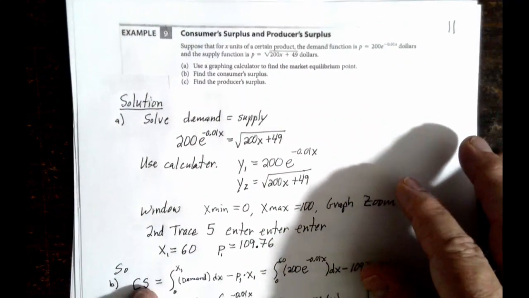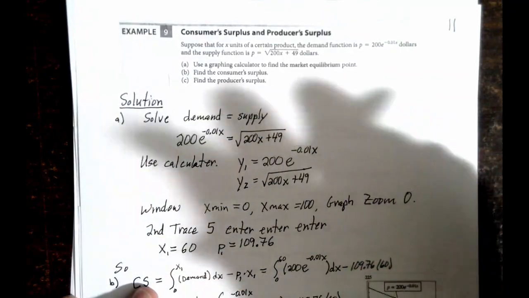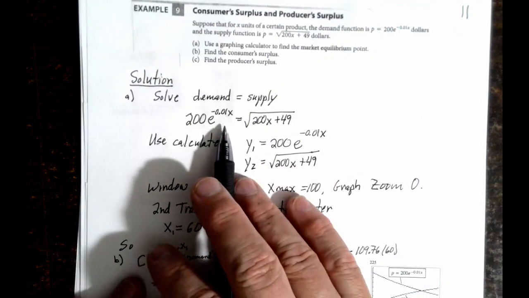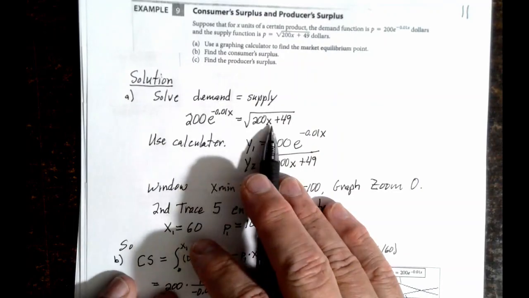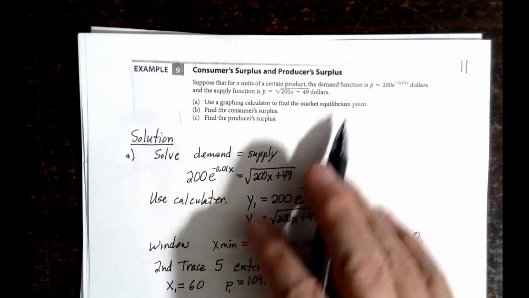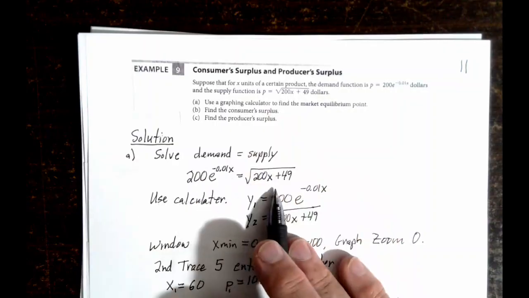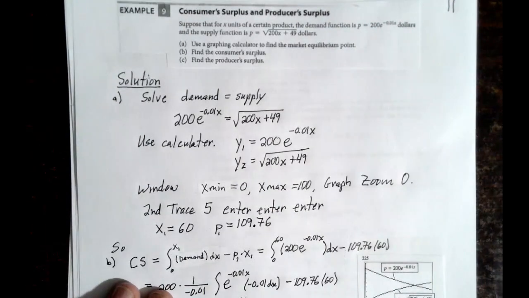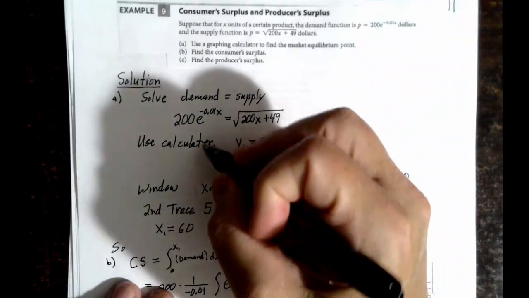Here they ask you to find consumer's surplus and producer's surplus. So we first have to find our equilibrium point by solving demand equals supply, and we take our two functions here, this one and this one, and set them equal to each other. And you can't really solve that one very easily algebraically, so we're going to use our calculator.